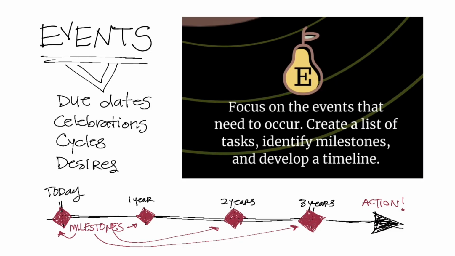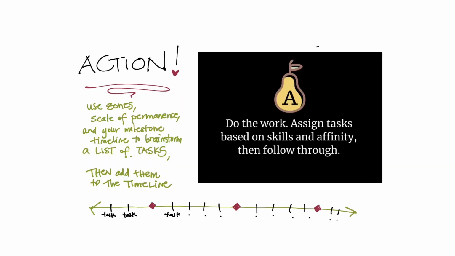E stands for events. So you build your timeline out from these basic milestones. Establish the milestones based on due dates, celebrations, natural cycles like winter, or if you're having a baby, or if the crops are coming in, you want to build events around those cycles. And also just your desires. How quickly do you want to get this project done? How much time do you want to spend on it? So focus on the events that need to occur. Now is not the time to get into the ideology of what you're going to do. That should have already happened. And right now you're going to think about actual events that are going to occur in space and time.